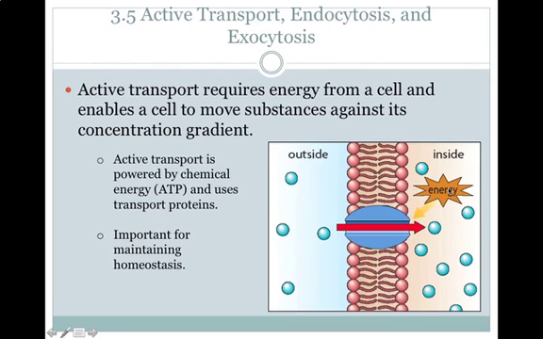This is really important for the maintaining of homeostasis within a cell. Cells have to keep a certain number of certain molecules on each side of the cell membrane in order to stay balanced. And so for that to happen, sometimes the cell does have to use a membrane protein and some energy to force those molecules up their concentration gradient to where they're highly concentrated.